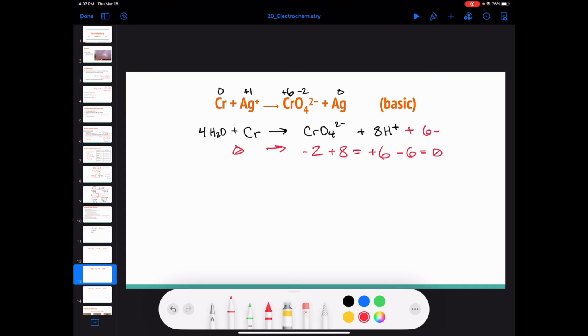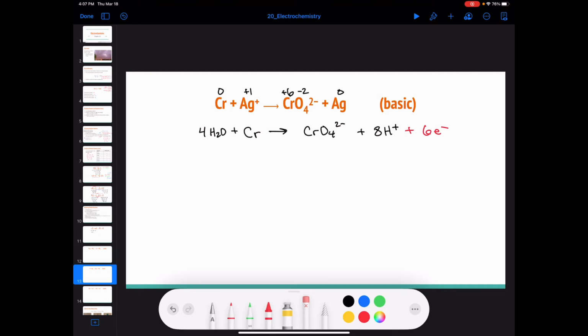So plus 6 electrons. It's a lot of electrons, but if we want to double check to see if that's correct, notice that we went from a 0 all the way up to a plus 6, right? So that chromium must have lost 6 electrons in the process. So in that case, it's kind of nice that we did our oxidation numbers, because it allows us to double check.